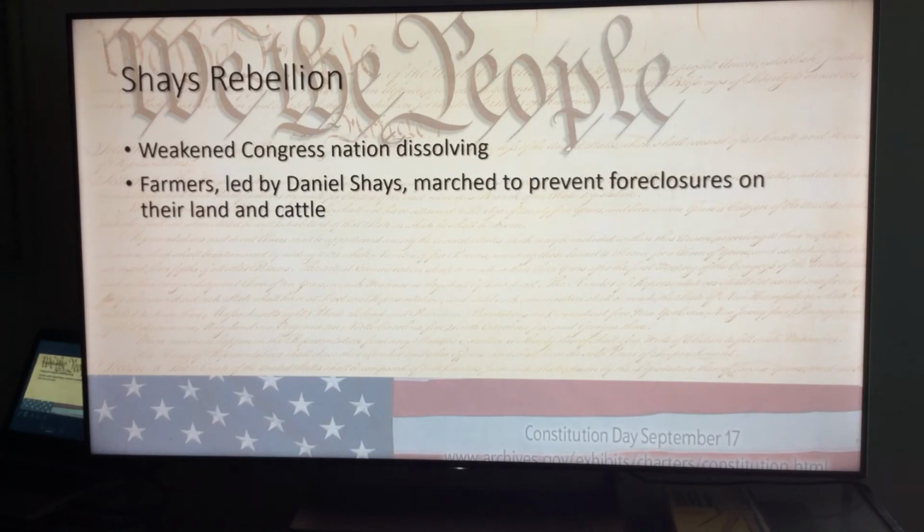So when states suspended their debts, where did the banks go? They went to farmers like Daniel Shays and said, you need to pay back this loan that we gave you. And they felt it was unfair. And like it said earlier in the Declaration of Independence, when your rights are being trampled by the government, it is your duty to revolt against that government. So that's what they do.